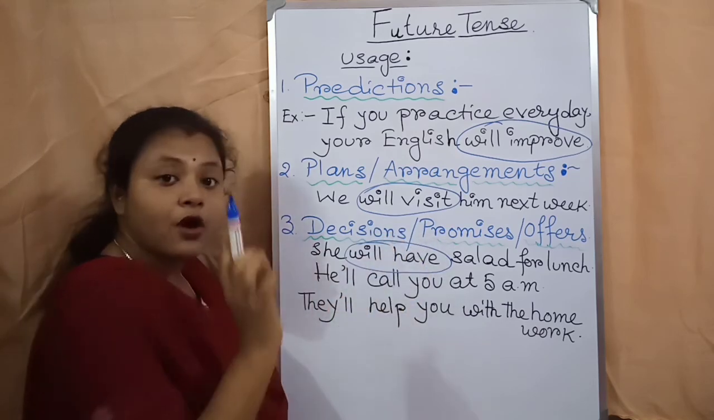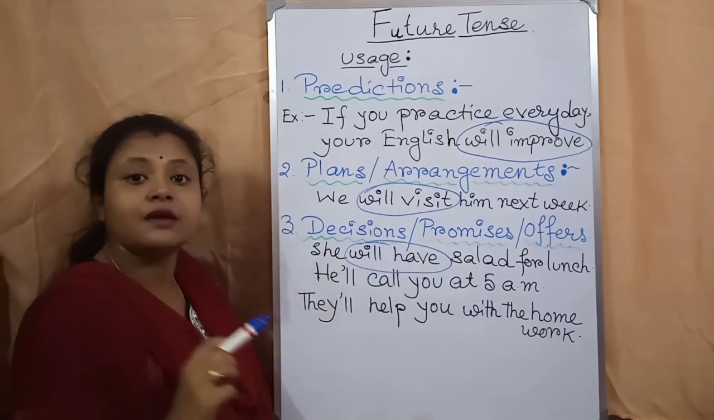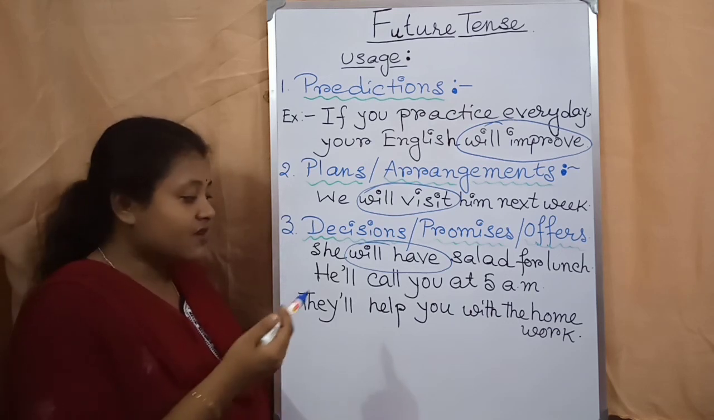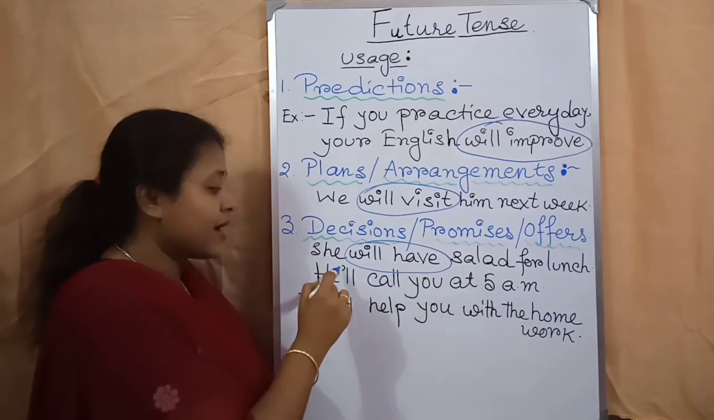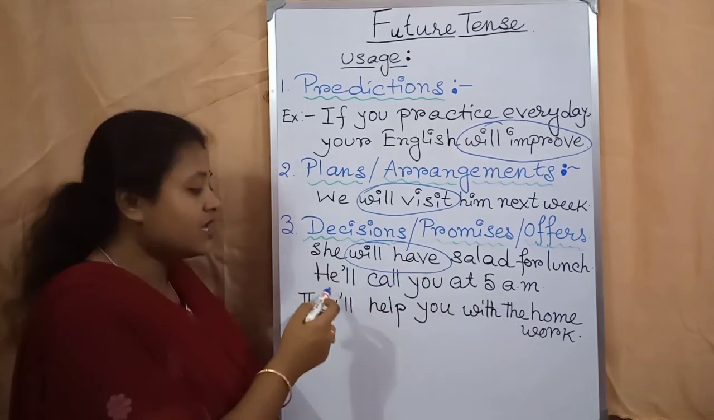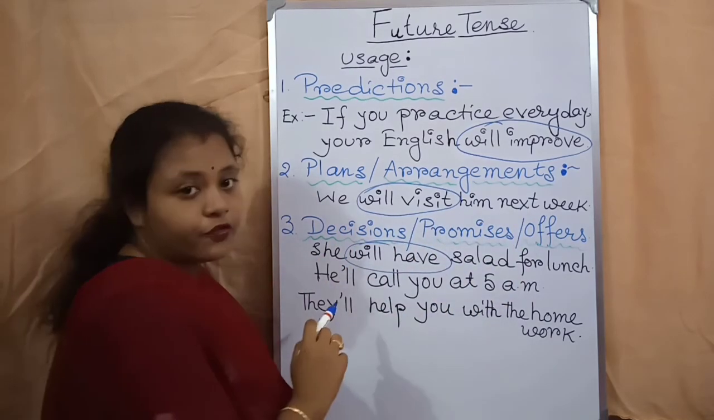Now come to promise. He will call you at 5 a.m. So he is making a promise. He is giving a promise, like he will call you at 5 a.m. Here apostrophe double L means he will. Okay, he will call you at 5 a.m. Promises.